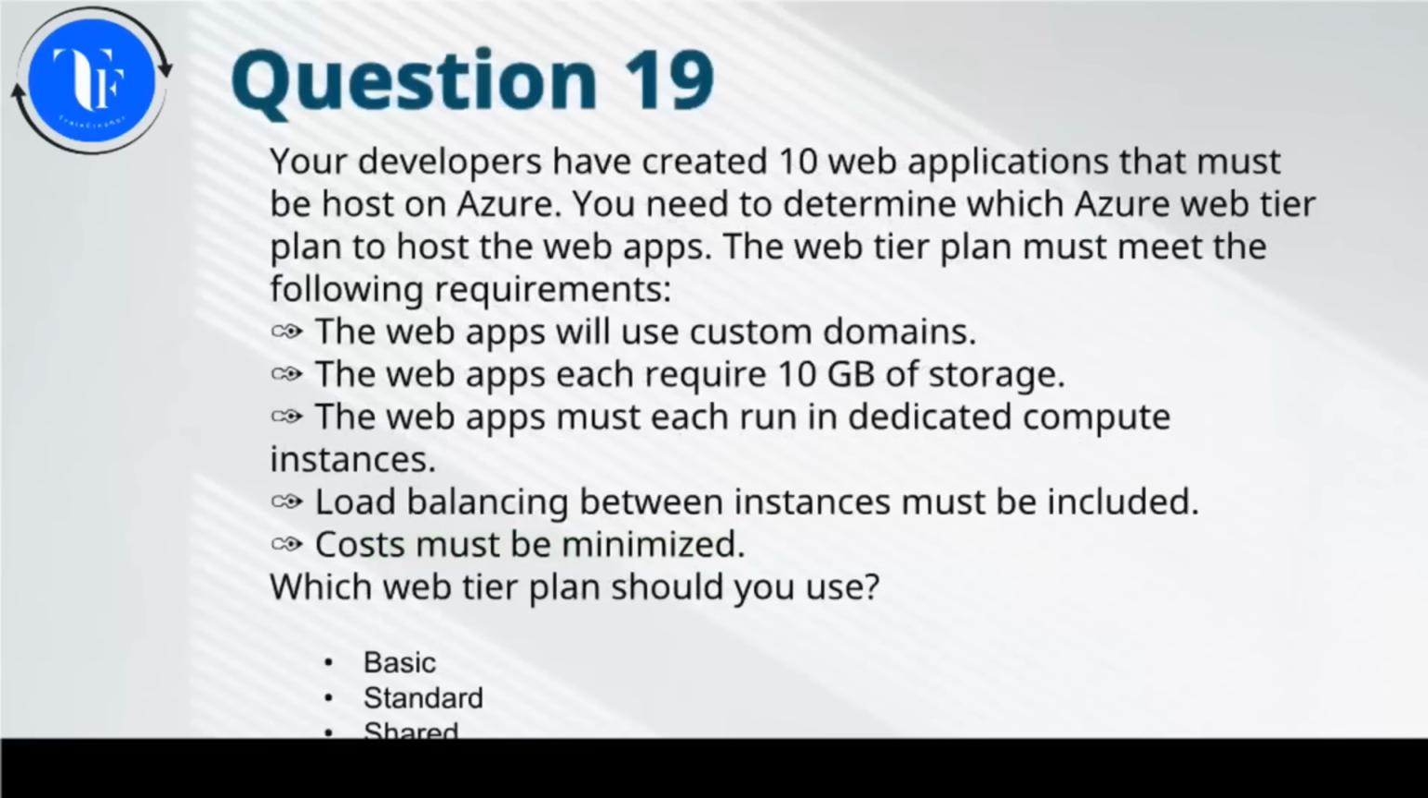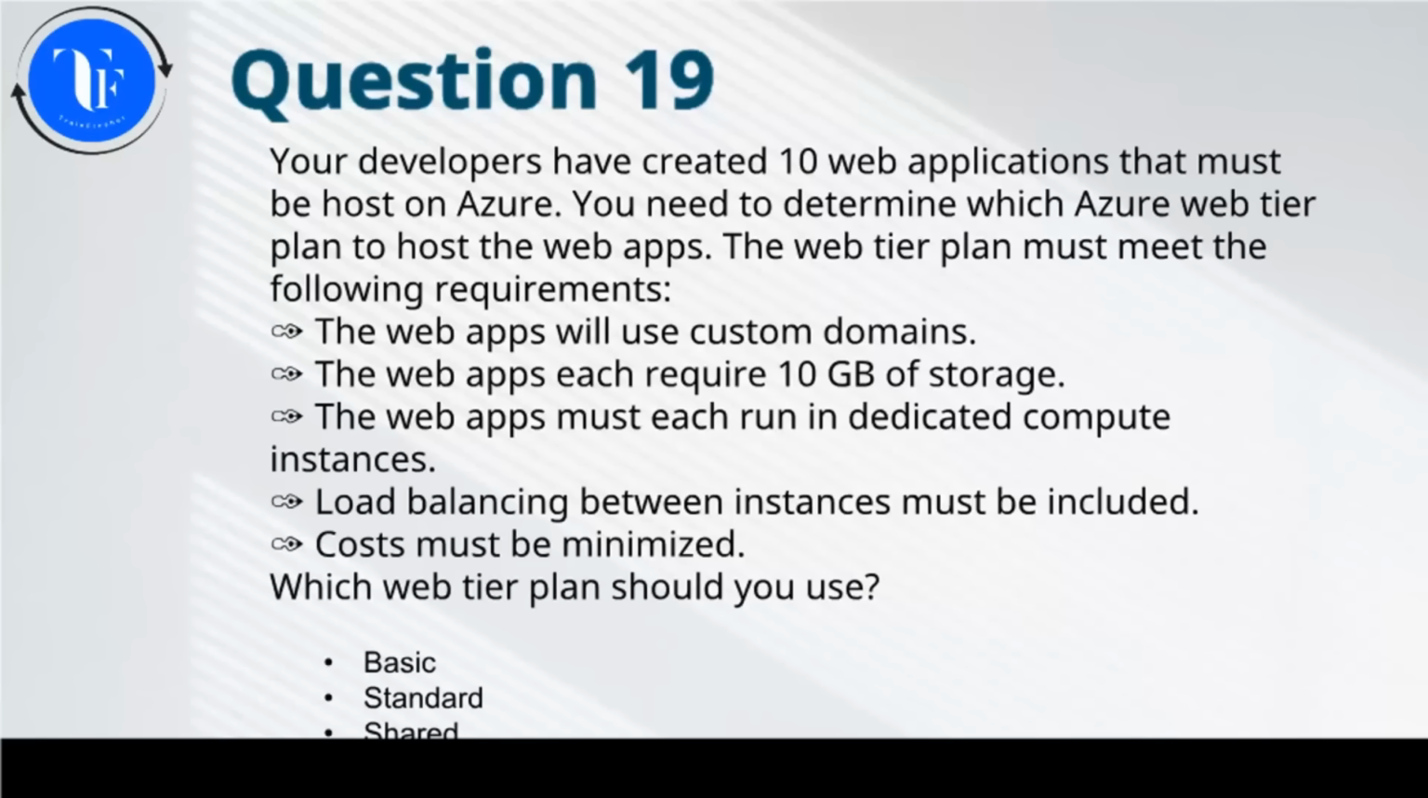Question 19. Your developers have created 10 web applications that must be hosted on Azure. You need to determine which Azure Web Tier plan to host the web apps. The Web Tier plan must meet the following requirements. The web apps will use custom domains. The web apps each require 10 GB of storage.